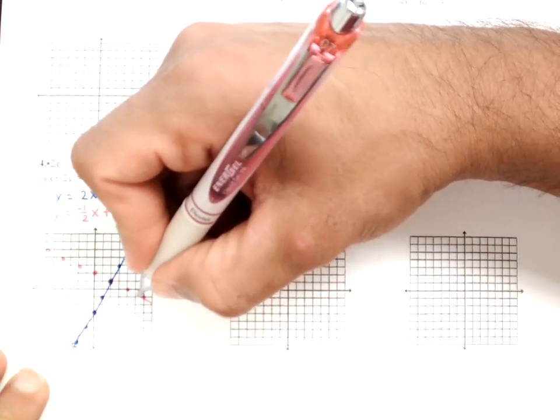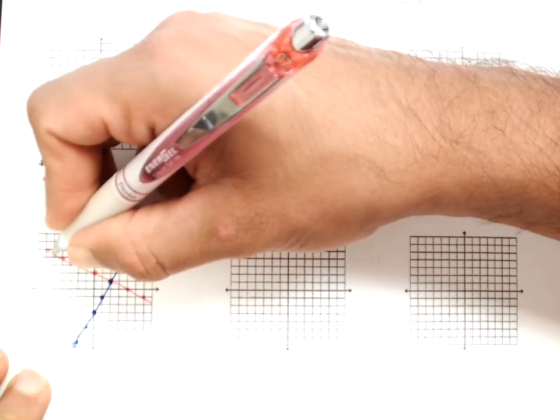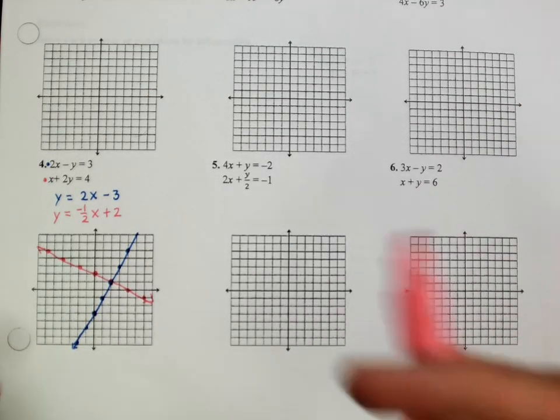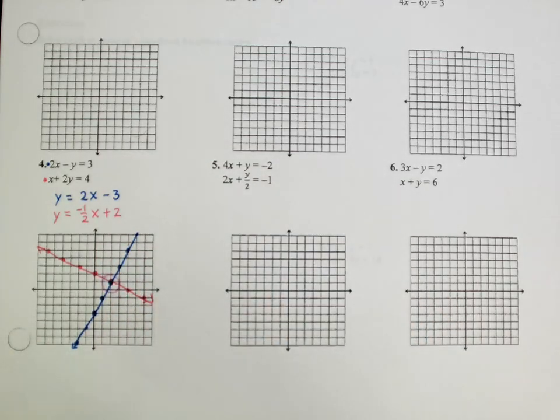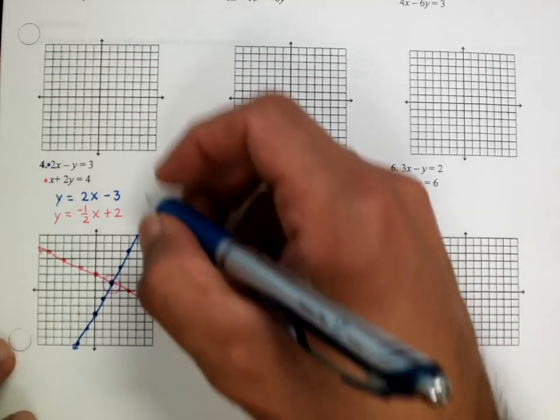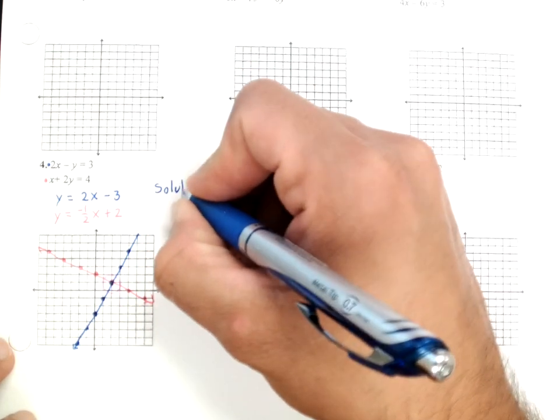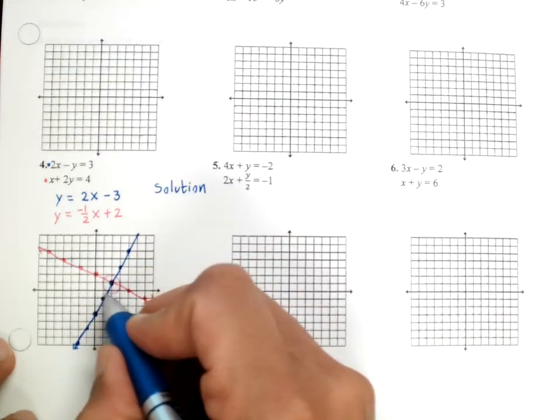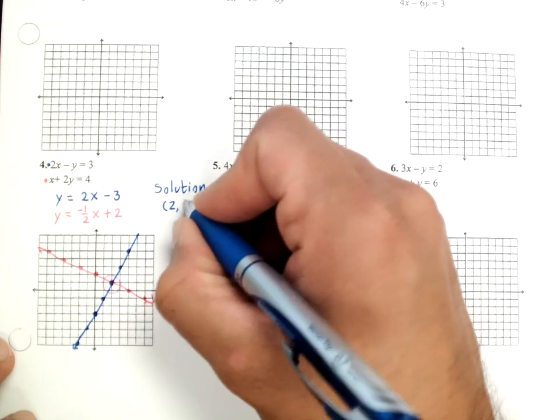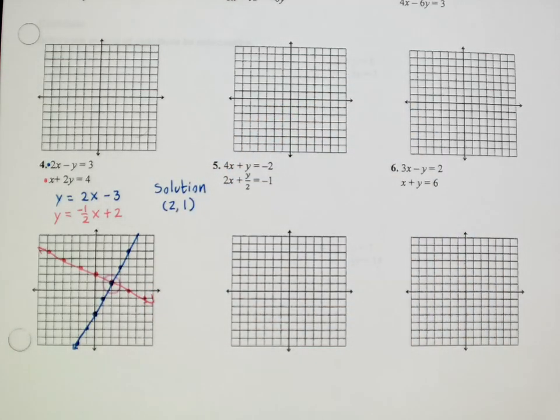Alright. So if I were to ask you what is the solution to this system of linear equations, the answer would be whatever the coordinate of this point is. Let's look at the coordinate of that point. The x coordinate is 2, and then the y coordinate is 1. So again, the solution would be (2, 1). Remember, in your head, every time I ask you for the solution, what I'm really asking is where those two lines intersect.